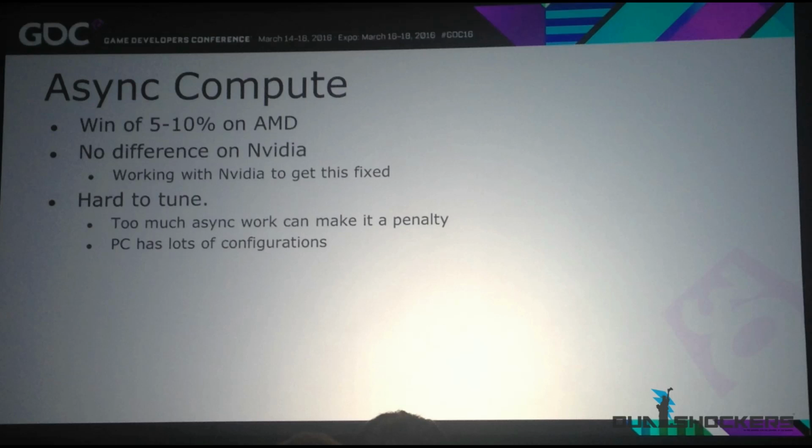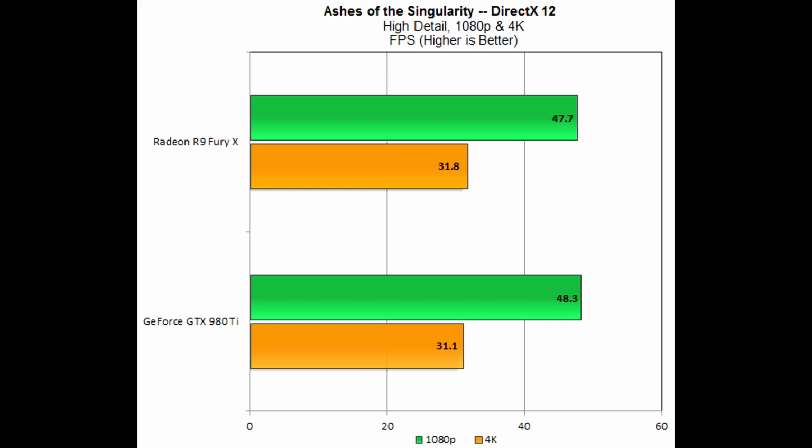Too much async work can make it a penalty, and the PC has lots of configurations. Now, Oxide with Ashes have been working on this for a very long time. We don't know exactly how long they've spent on async compute, but in the very early Ashes of the Singularity beta benchmarks, the Fury X showed nowhere near the kind of gains that we can see now. So this really does appear to be something that is hard to tune, and maybe something that takes many months of figuring out. And then it may well be on a card per card basis.